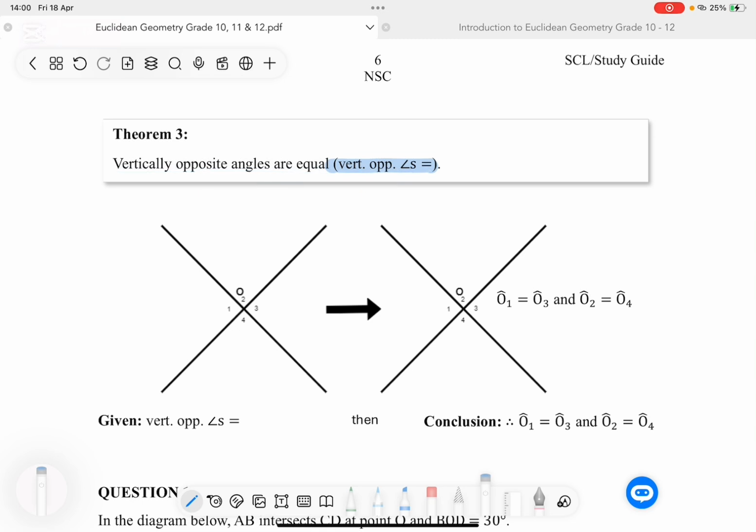So that means this theorem doesn't actually write the given part as a short version for this theorem.